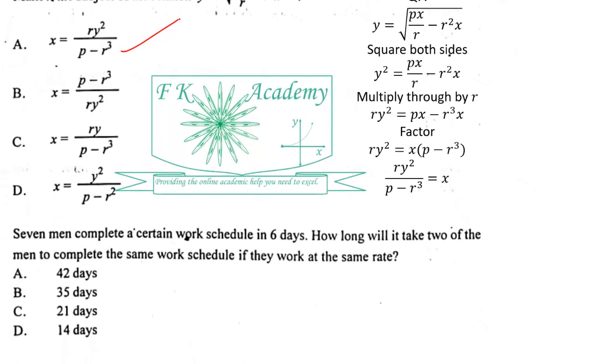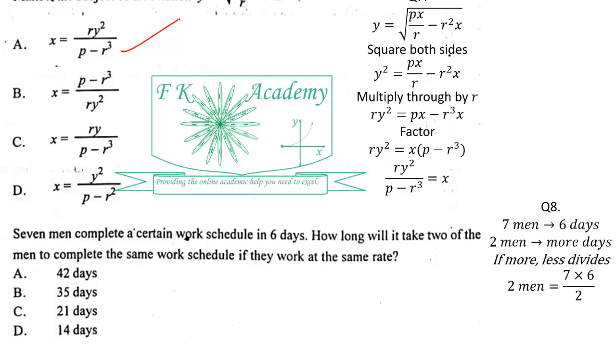7 men completed certain work scheduled in 6 days. How long will it take 2 of the men to complete the same work schedule if they work at the same rate? If more, less is going to divide. So that will give us 21 days.